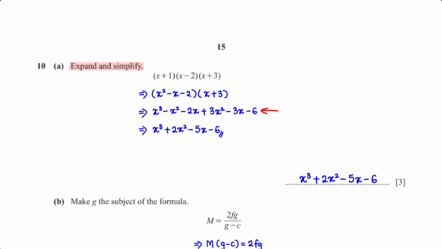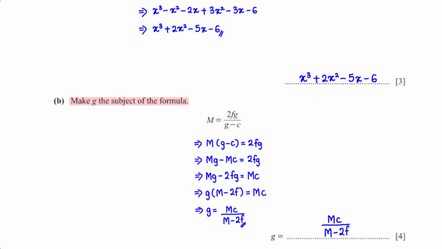Minus x squared plus 3x squared is 2x squared. Minus 2x minus 3x is minus 5x. And so our final answer is x cubed plus 2x squared minus 5x minus 6.